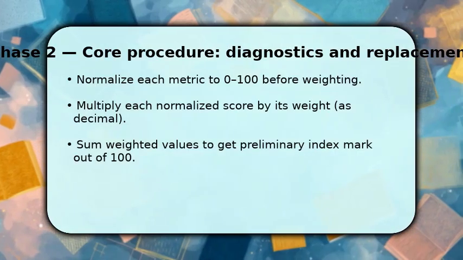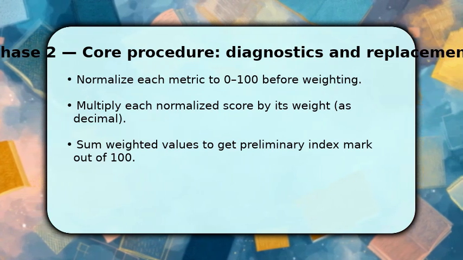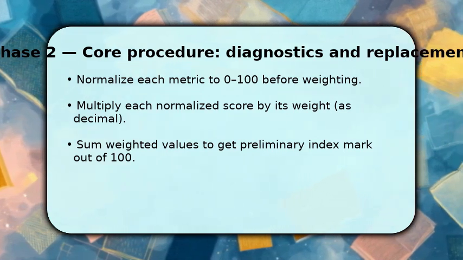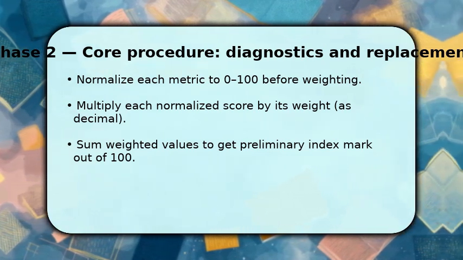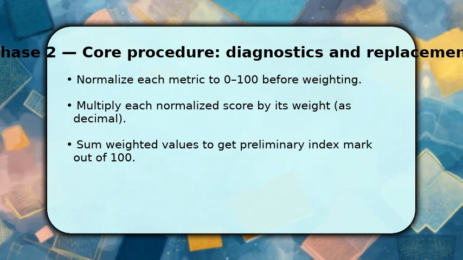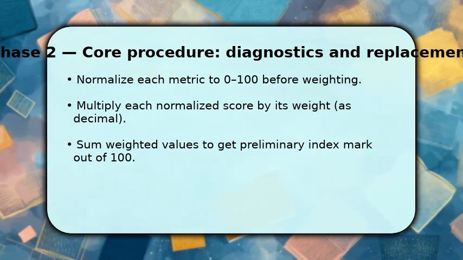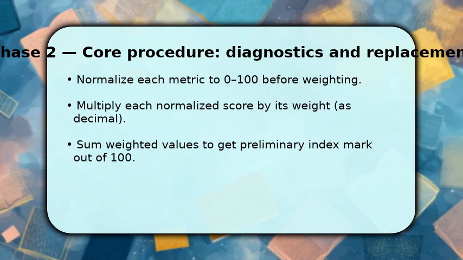Now normalize every metric to a 0 to 100 scale so they're comparable. For GPA, divide by 4.0 and multiply by 100. For GMAT, divide by 800 and multiply by 100. For experience, map years to a 0-100 rubric.